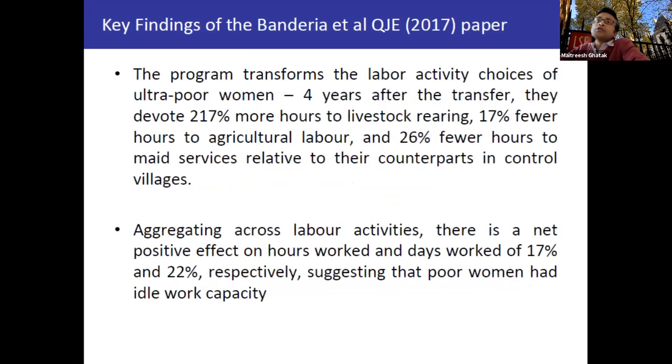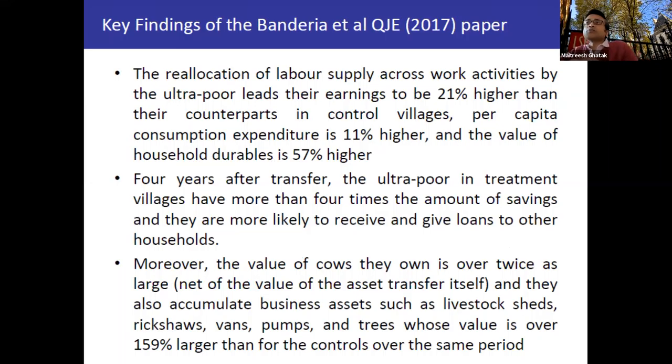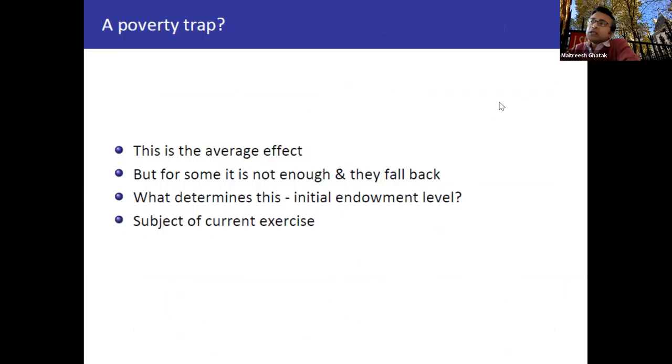What the earlier study found was that it transformed the labor activity choices of the ultra poor women. 4 years after the transfer, they are working more compared to the labor hours they were putting in before. There are overall positive effects on hours worked, which leads to higher earnings, about 21% compared to their counterparts in the control villages, and they consume more and the value of household durables is higher. What is most striking is that 4 years after the transfer, the ultra poor in treatment villages had more than four times the amount of savings and were more likely to receive and give loans to other households. Moreover, they also significantly accumulate more assets over this period.